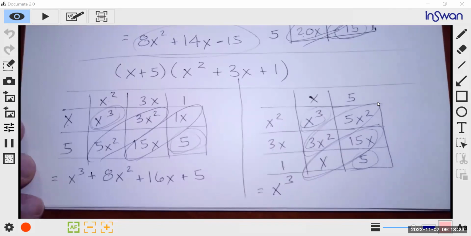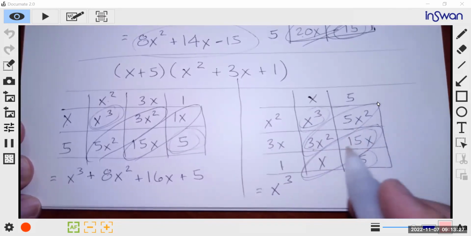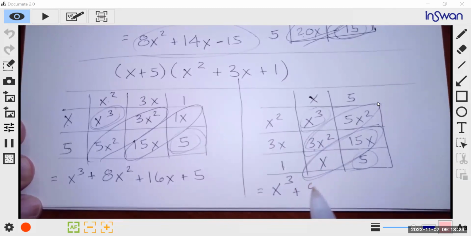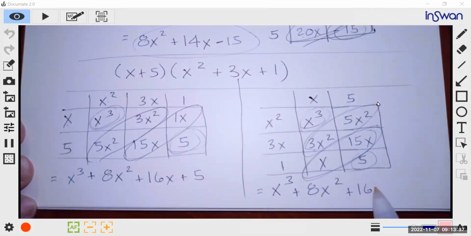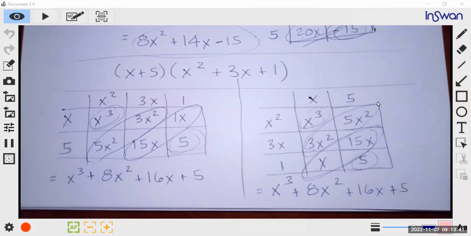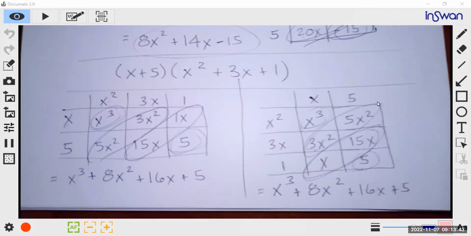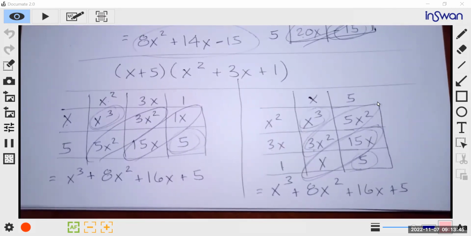And you combine like terms. 3x squared plus 5x squared. 3 plus 5 is, they're both positive, so it's positive 8x squared. 1 and 15 are both positive. 15 plus 1 is positive 16x, and then the positive 5. You get the same. So it's whatever method you, in other words, you can't go wrong setting it up. What I'm saying that for is, don't waste all your time figuring out how do I set it up. Just set it up.